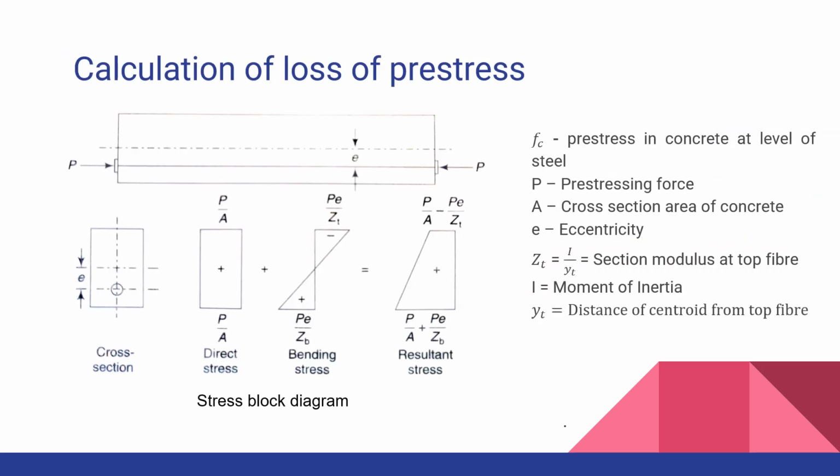To evaluate loss of prestress due to elastic shortening of concrete, we need to know how to find prestress in concrete at level of steel. We can find it out by summation of direct stress and bending stress at the required level. These are the required parameters to find out the prestress in concrete at level of steel.